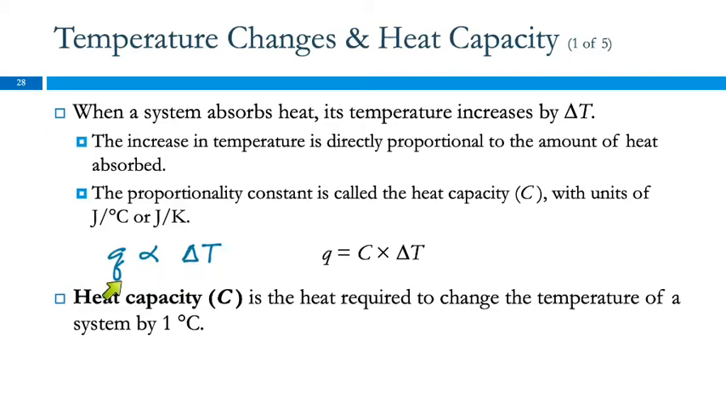Well, proportionalities are nice and all, but equations are better. So we can make this into an equation by putting in a proportionality constant. And that proportionality constant is called the heat capacity, C. It's got units of joules per degree Celsius or joules per Kelvin, because we have Q with units of joules, and the temperature is in degrees Celsius, and so the units of C would be joules per degree Celsius, and then all the units cancel each other out. So the heat capacity is the amount of heat needed to change the temperature of a system by 1 degree Celsius.